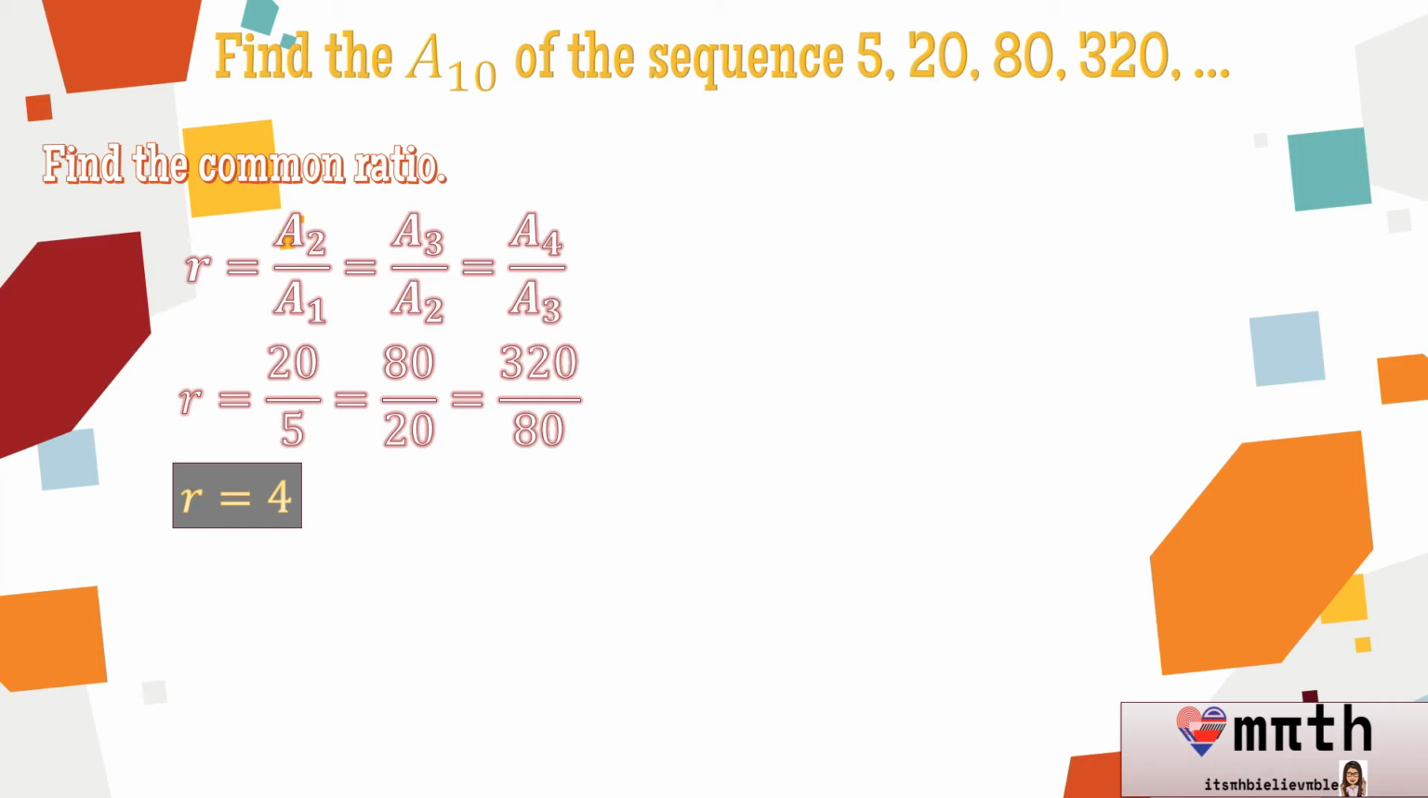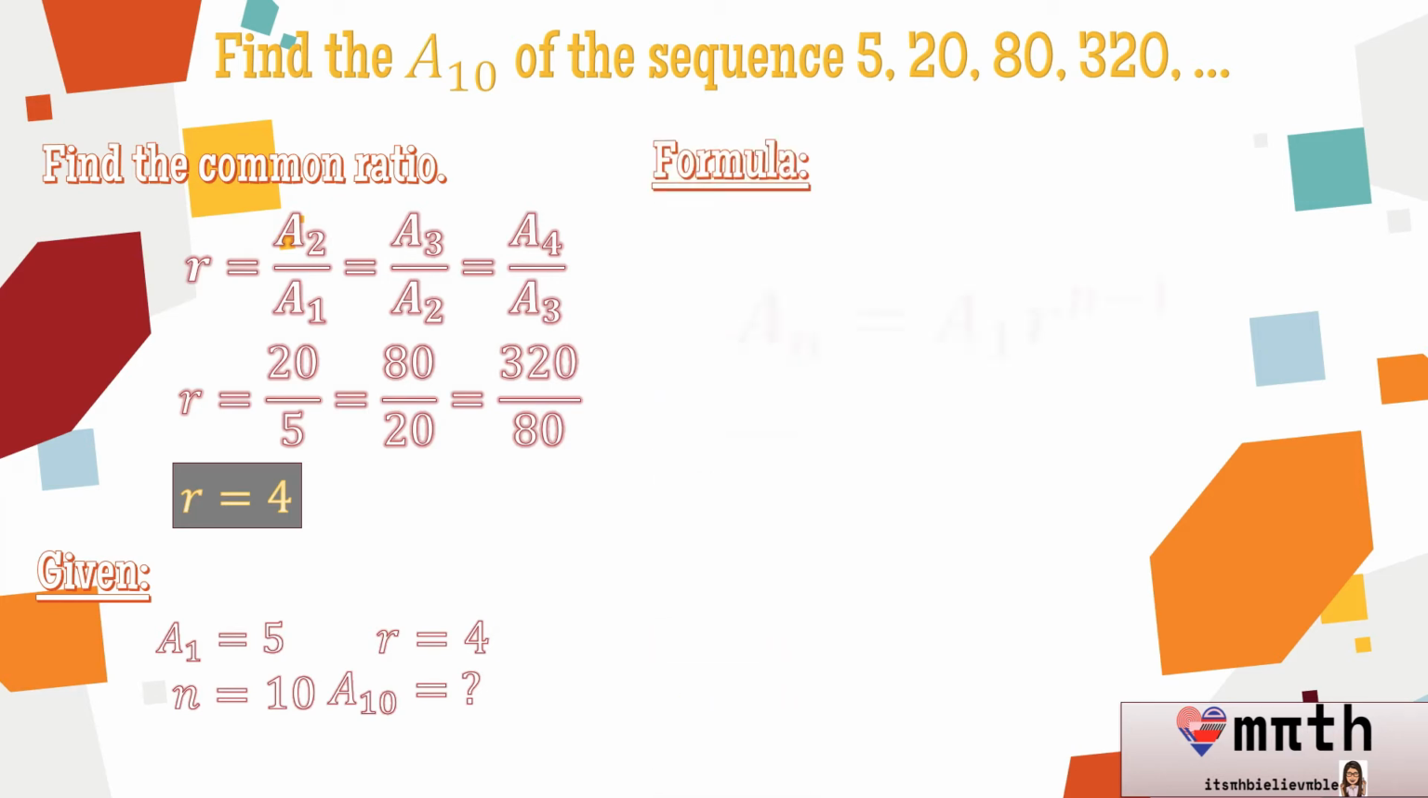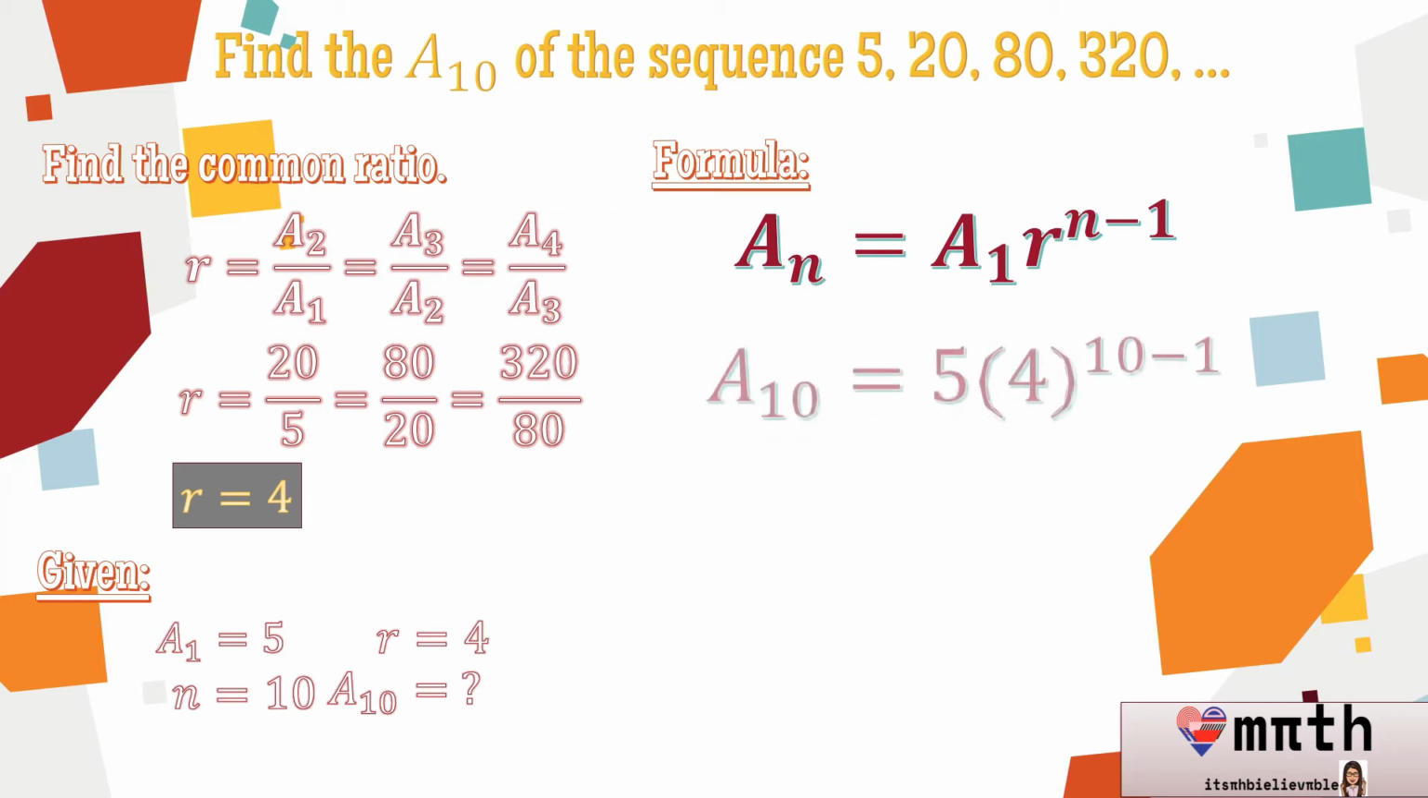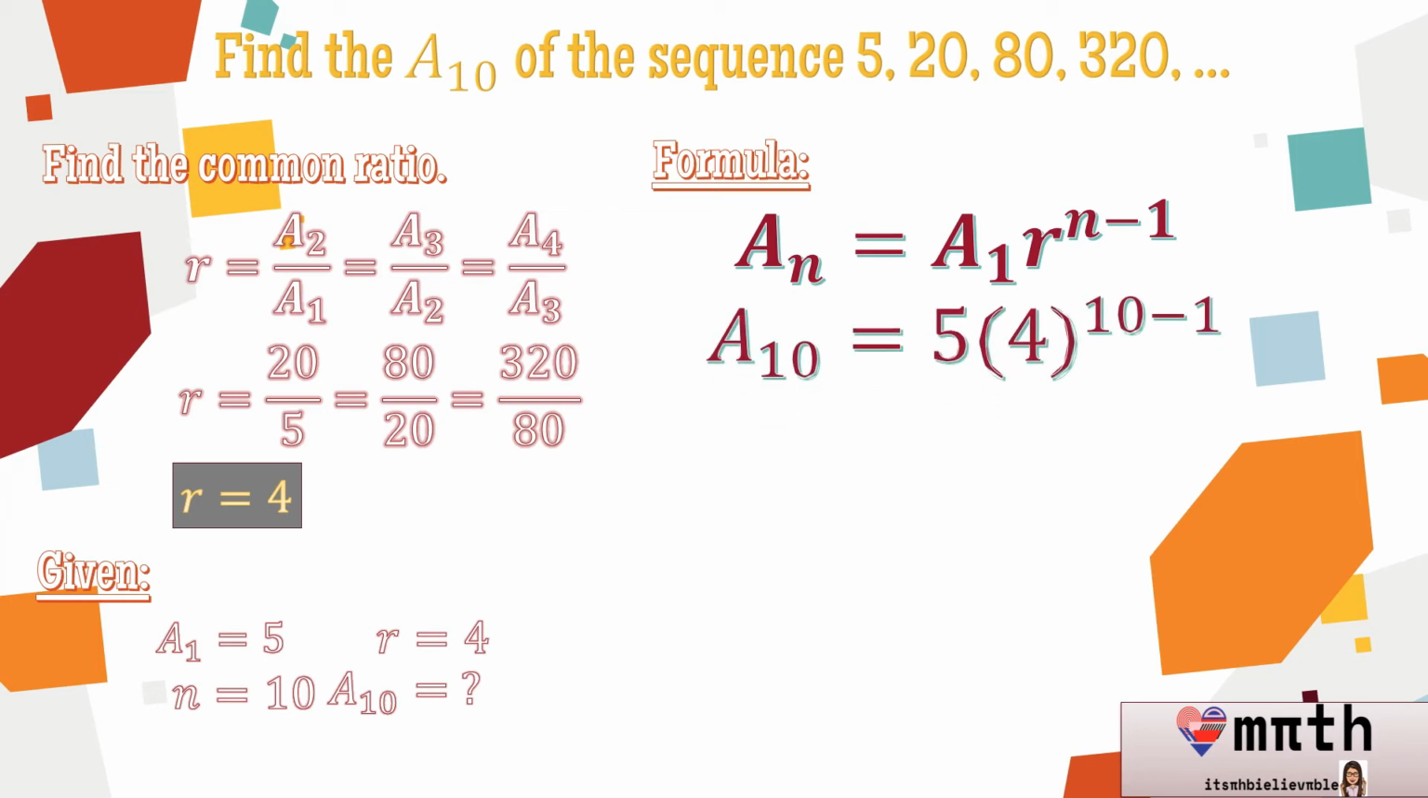Our given a sub 1, or first term, would be 5. Our n is 10 since we're looking for a sub 10, or the 10th term. Our r is equal to 4. Then we're going to look for a sub 10. The formula for our geometric sequence again is a sub n is equal to a sub 1 times r raised to n minus 1, and substituting all the values from the given, that would be a sub 10 is equal to 5 times 4 raised to 10 minus 1.